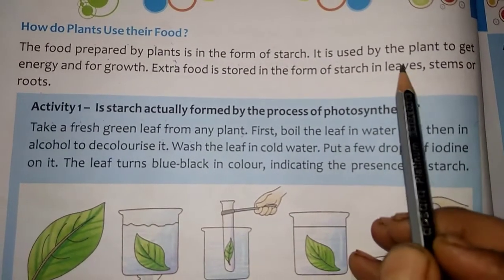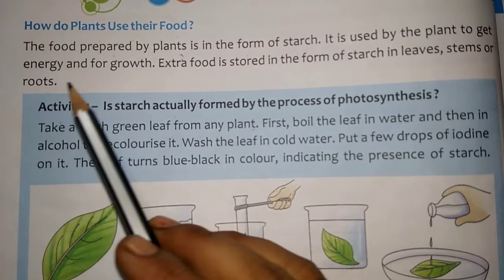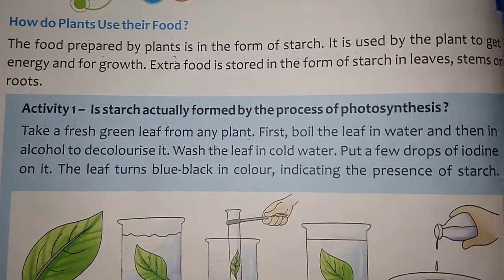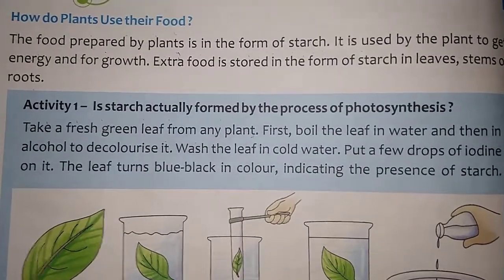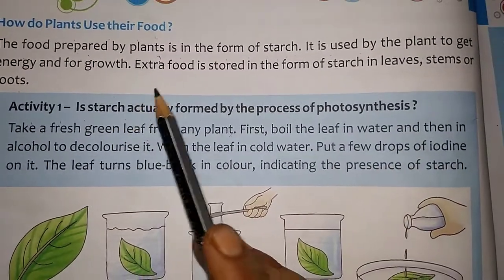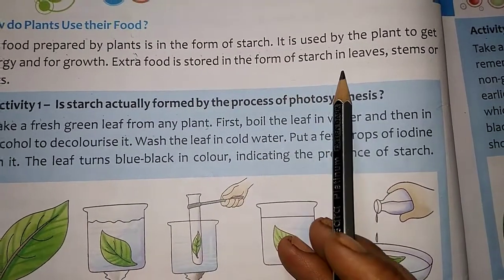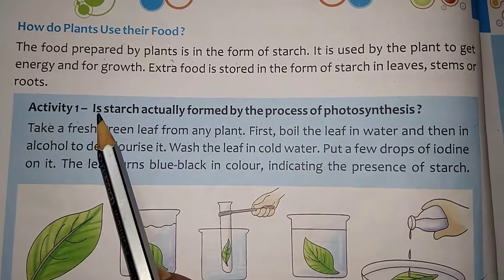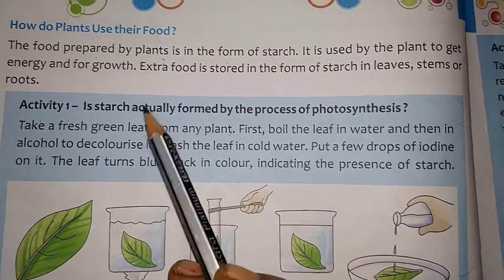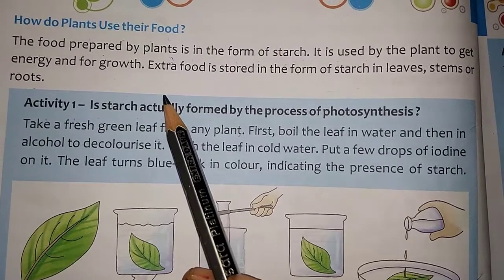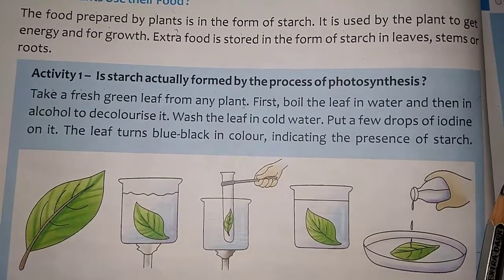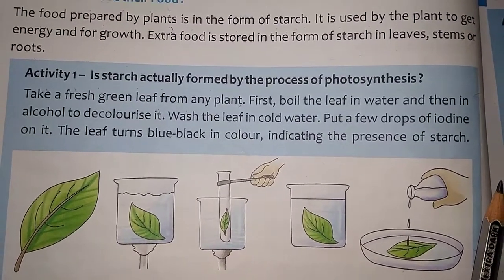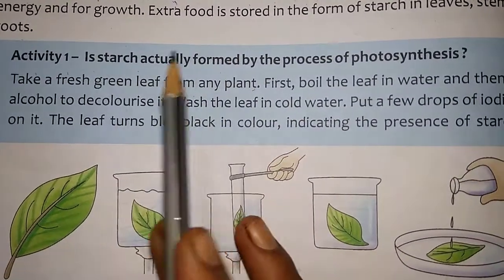It is used by the plants to get energy and for growth. Plants want that starch for the energy and for their growth. Extra food is stored in the form of starch in leaves, stems or roots. The starch is a white color substance that is required for the plants, and extra they will store in the leaves, stems and roots.